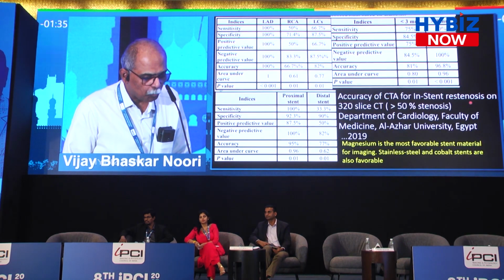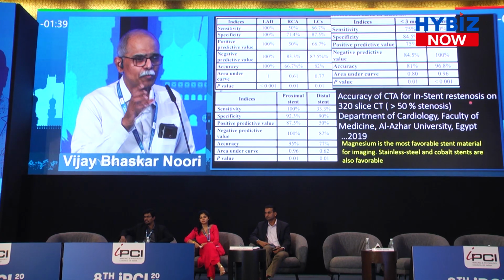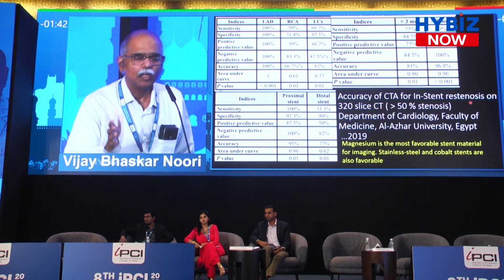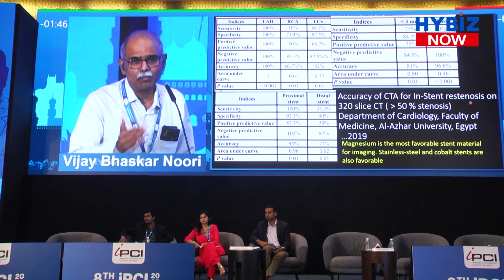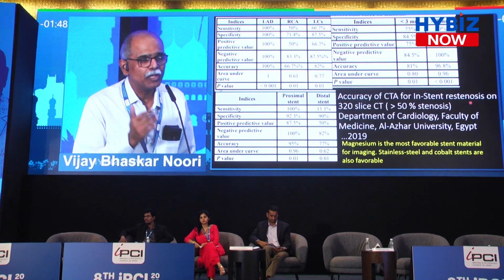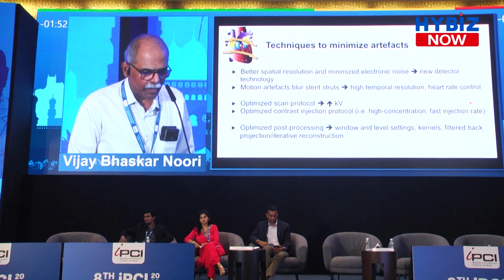So what are the take-home points? Again, the most important point is vessel size 3 millimeters and more. 3 millimeters and more, please ask for CT scan. We can give you a very good result. 2.5 to 3 millimeters, you still can ask, but for 2 millimeters and less, or a 2 millimeter vessel stent, we cannot give you any accurate result.